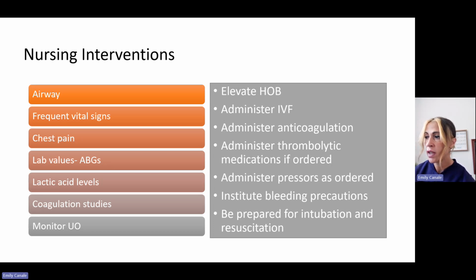You definitely always want to monitor their urine output, because if it's less than 0.5 mLs per kilo per hour, that could be a sign that they're progressing into shock. So you always want to elevate the head of the bed right away because it's going to help them breathe better. You want to decrease the viscosity of the blood, which is why we would give IV fluids. We're going to administer our anticoagulation medications as ordered. So anticipate doing the heparin infusion if they're symptomatic, and administer the thrombolytics if necessary, if it's ordered.